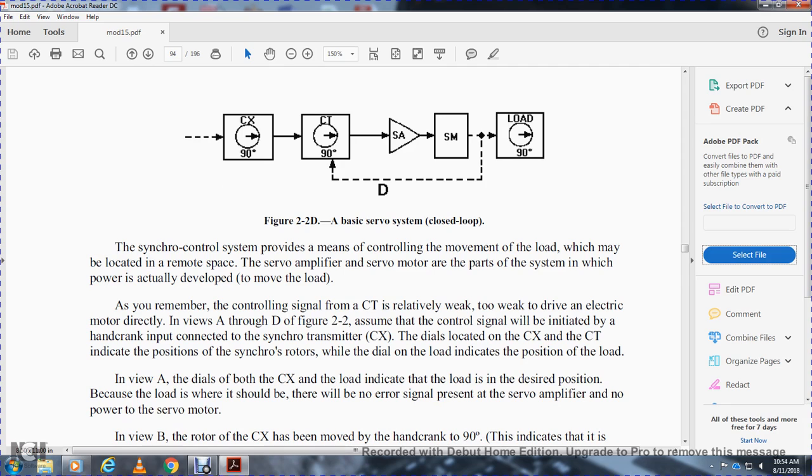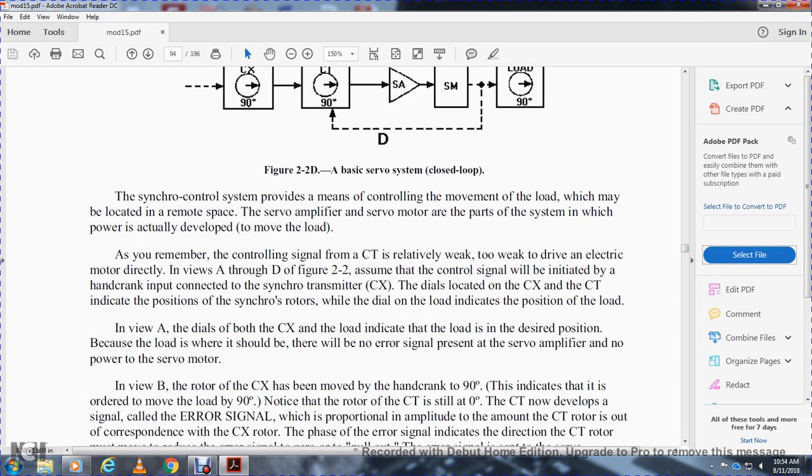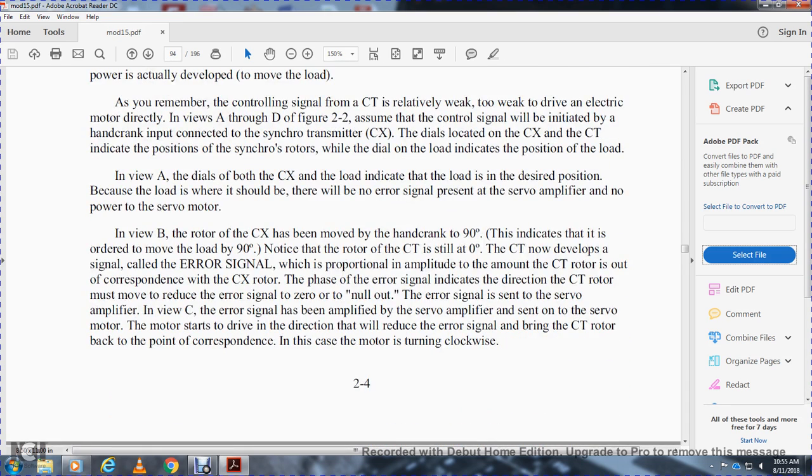The control signal from the control transformer is relatively weak, too weak to drive an electric motor directly. Referring to figure 2.2, A through D, assume the control signal is initiated with a hand crank interconnected with the synchro transmitter and dial. The synchro control transmitter and control transformer rotors indicate the position of the dial and the position of the load. The control transmitter and load indicate the desired position, so the load is where it should be. With no error signal present at the servo amplifier, there is no power for the servo motor.